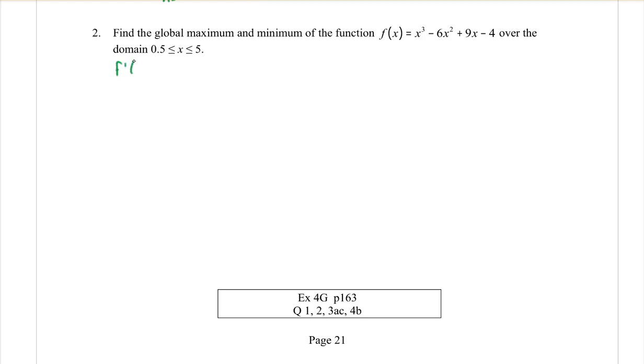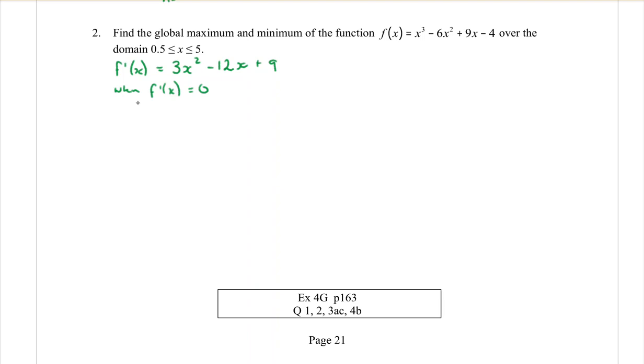Our f dash x will be equal to, differentiating my function, 3 comes down the front, x, and I subtract 1 from the power. The second term, I bring the 2 down, it multiplies with the 6 to give me 12x. The third term, 9x, the 9 will stay, the x will disappear, and so will the constant. Once I have found that derivative, we use that to find where the stationary points are by making it equal to 0.